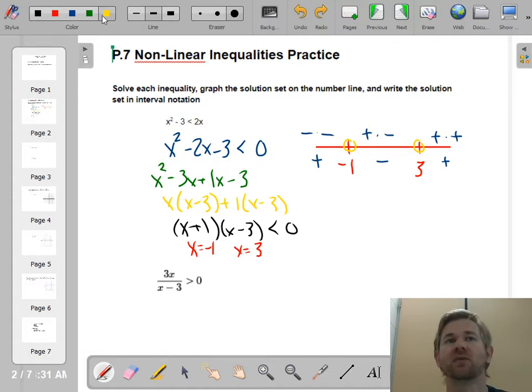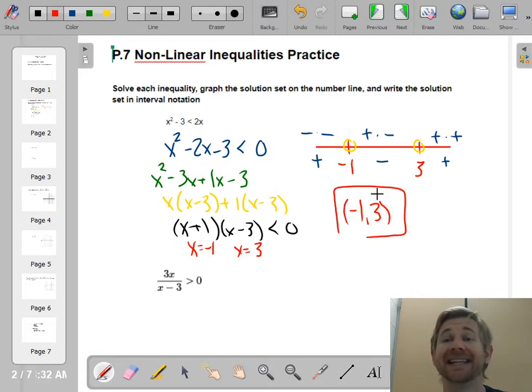What I'm going to do now is write my answer in interval notation, and I want where it's less than 0, so I want the negatives. I want this interval right here. So the way you say that is from negative 1 to 3, and since they're open circles, we use parentheses. And that is an interval, that's not an ordered pair. That's from negative 1 to 3 using interval notation. That's saying all the points between negative 1 and positive 3 will be less than 0 if you plug them into that parabola.